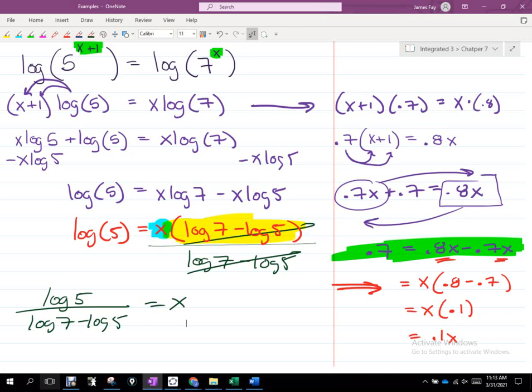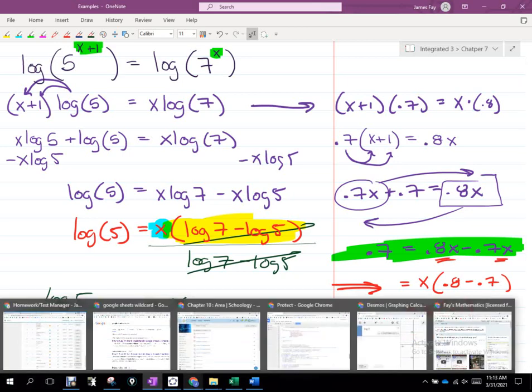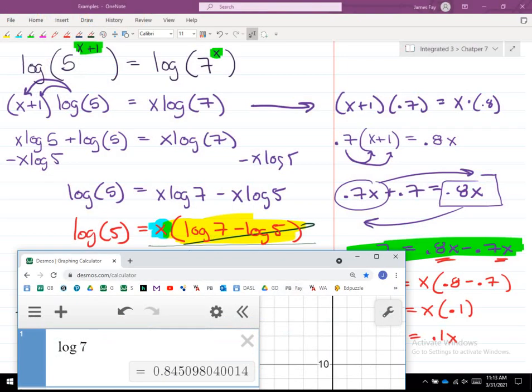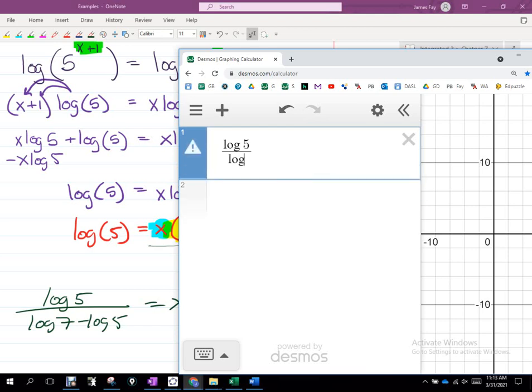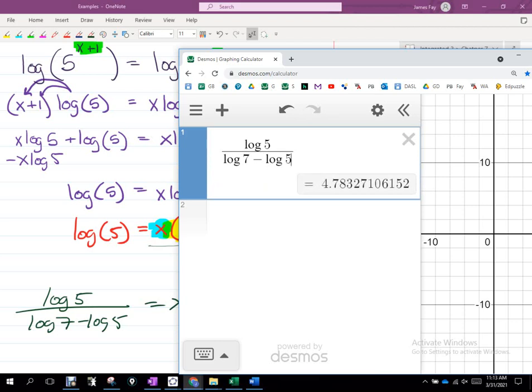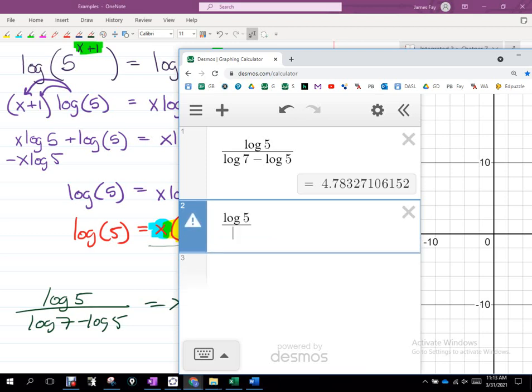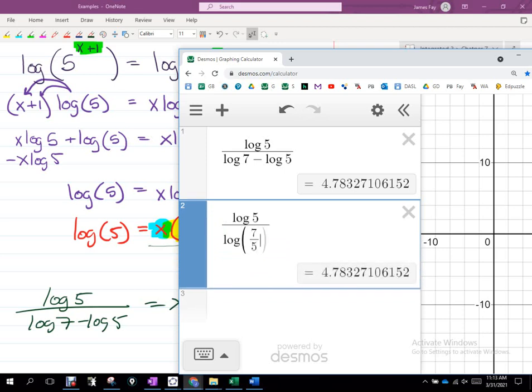Let's see if this can be checked. So I'm going to write this as log of 5 divided by log of 7 minus log of 5, okay, which is that number there. Or we could have written it this way, because if we have subtraction, we can change that into division. So I could have, if I wanted to, written it this way. Is that the same thing?